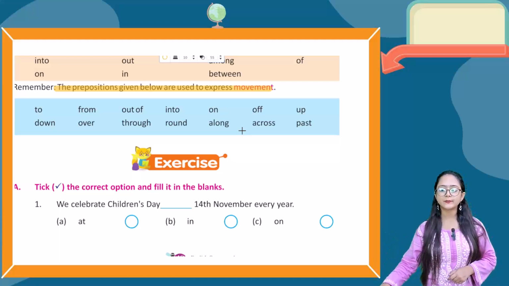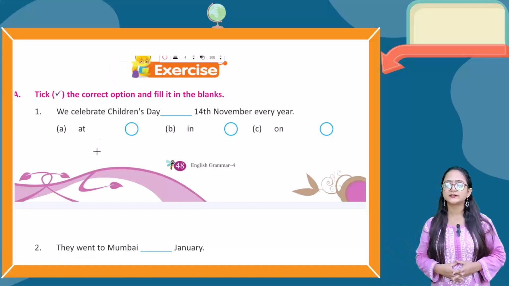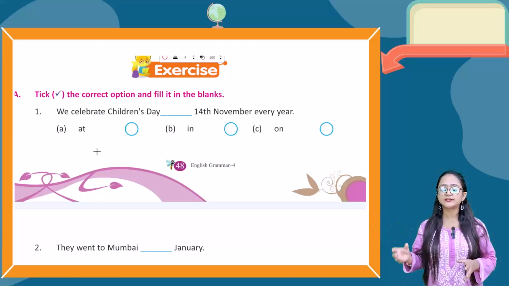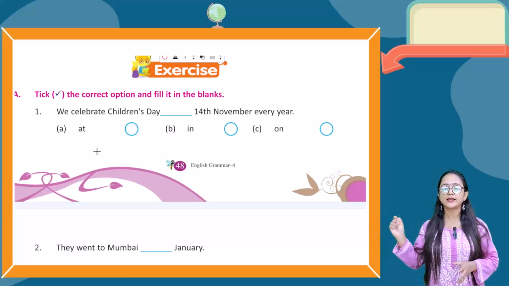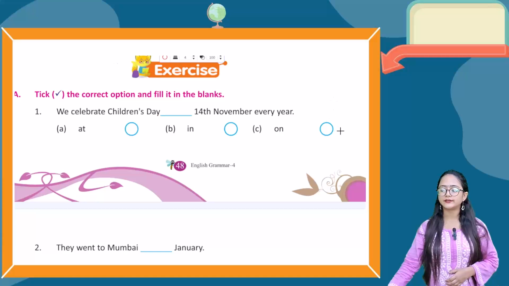Now students, let's move into the exercise part. First question is tick the correct answer option and fill in the blanks. First one, we celebrate Children's Day dash 14th November every year. Options are at, in, on. So we celebrate Children's Day on 14th November every year. So tick on.